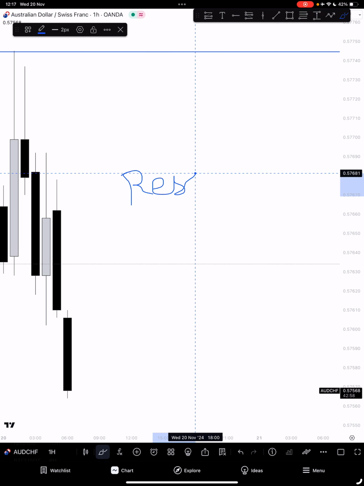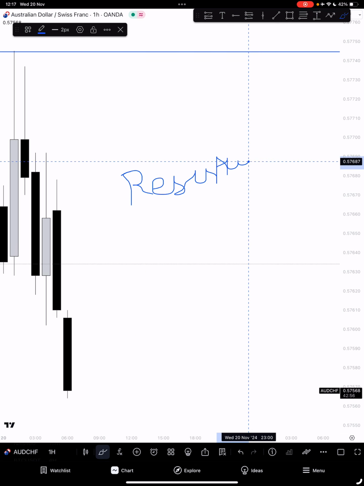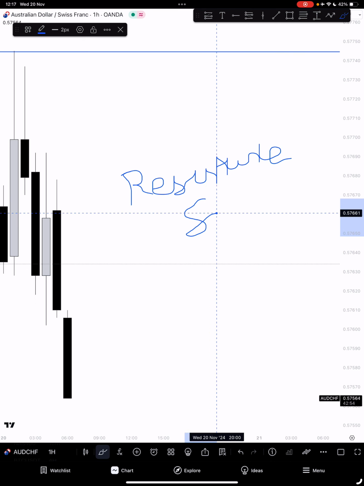Resistance, sell. Please don't mind, this is not a notebook. That's why this is not my handwriting in real life. I promise you.